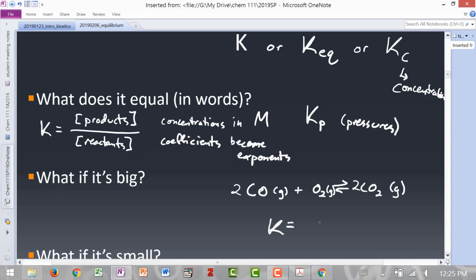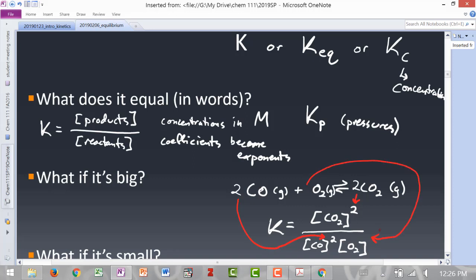K is products over reactants with coefficients as exponents. CO2, that's the product. Coefficient of 2 became an exponent of 2. O2 had a coefficient of 1, so it gets an exponent of 1, which is not written. Balance equation, products over reactants. Those are the two steps that will start quite a few problems for the rest of the semester. We will do more practice.